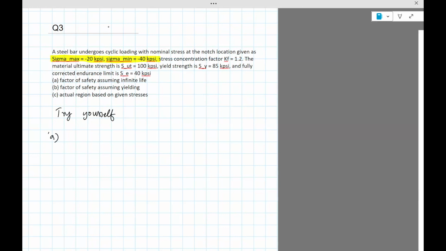Okay, these are the answers I get. NF equals 3.3, NY equals 1.8, and for C, I get infinite life. Okay, but try it yourself. You can do it either way, using the numerical method, using the factor of safety, or you could use the graphical method I just talked about.